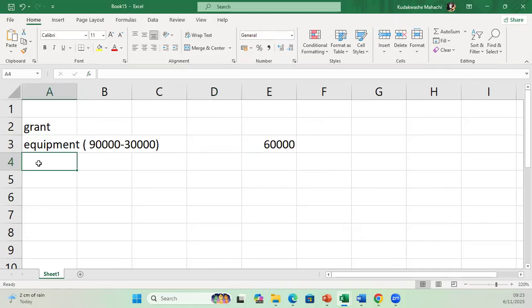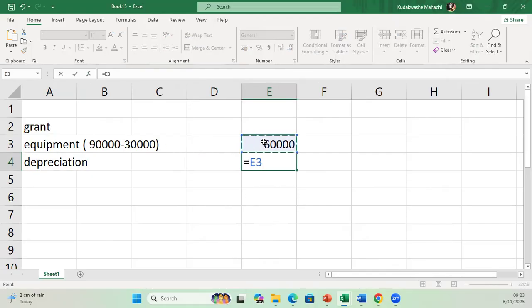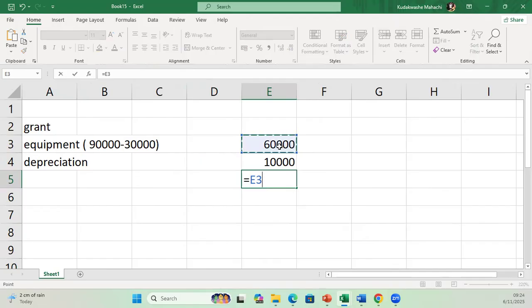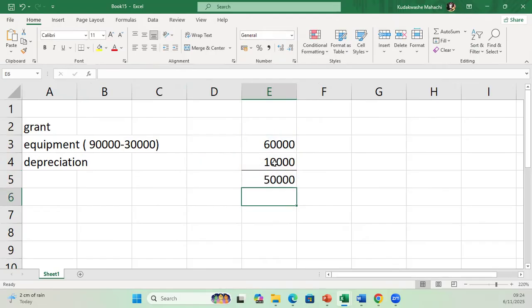Then depreciation in the first year. In the first year, depreciation is 60 divided by 6 years, and the use is expected to be for 6 years. The carrying amount at the end of the year is 50. So, which confirms what they said, the equipment at the carrying amount of 50,000.